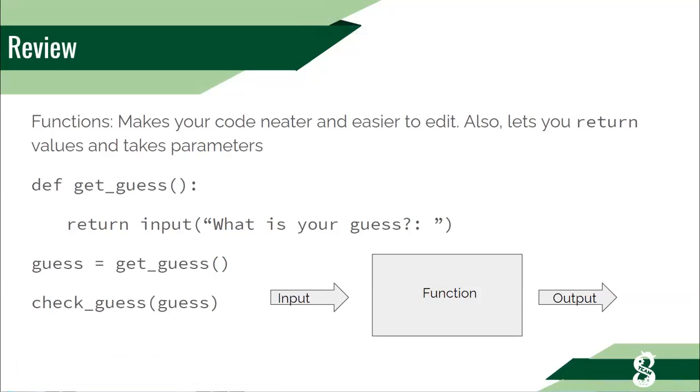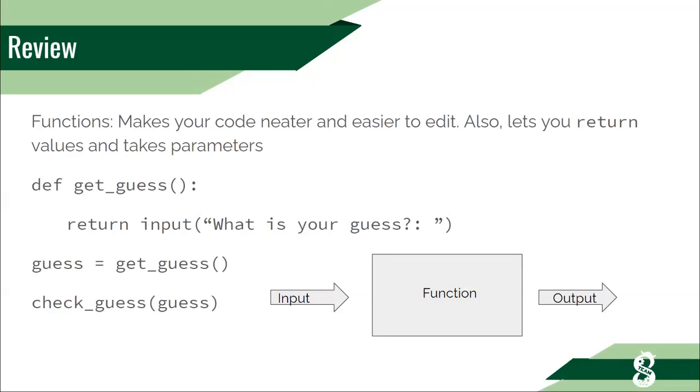So let's look at this code. def get_guess. When you create a function, you need the keyword def, and then the name of the function, and then parentheses. Inside the parentheses, you can have the parameters.